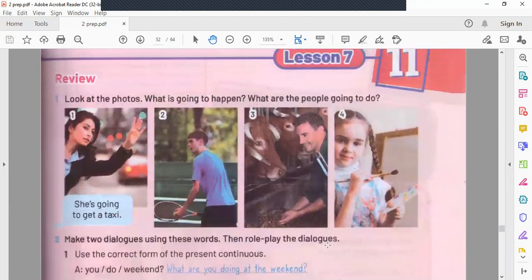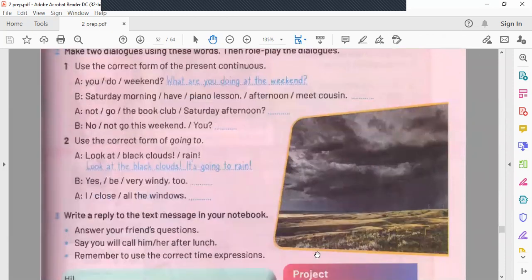Now let's check this part. Look at the photos. What is going to happen? What are the people going to do? Number one, he's going to get a taxi. I think number two, the boy is going to hit the ball with his racket, and this man is going to feed the cows, and the girl is going to draw a picture. Okay. Let's shift to the next part.